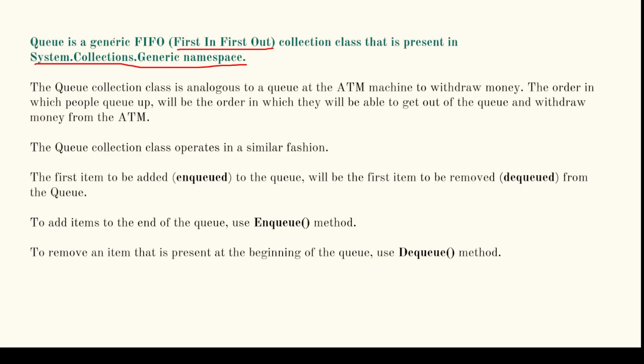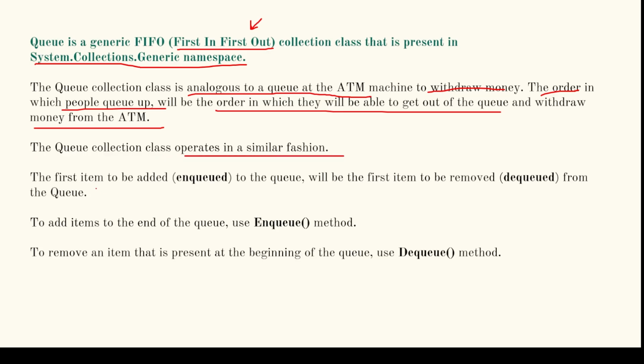The queue collection is analogous to a queue at the ATM machine to withdraw money, right? The order in which people are queuing up will be the order in which they will be able to get out of the queue and withdraw money from the ATM. If you have ever visited an ATM, you might have seen a queue there. So whoever is coming first will be the person who will be withdrawing the money first. So the queue collection operates in a similar fashion.